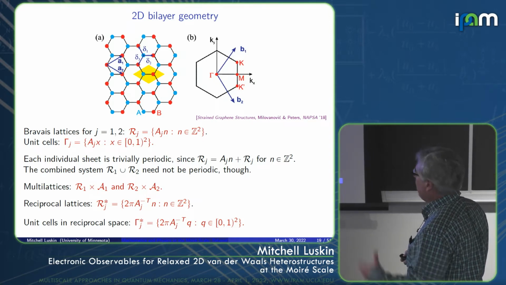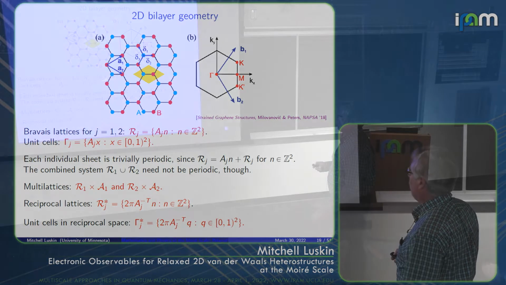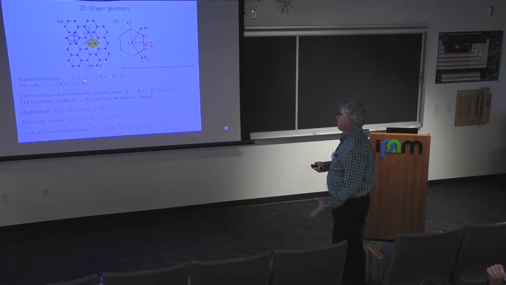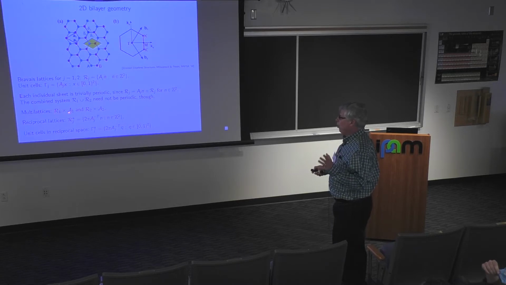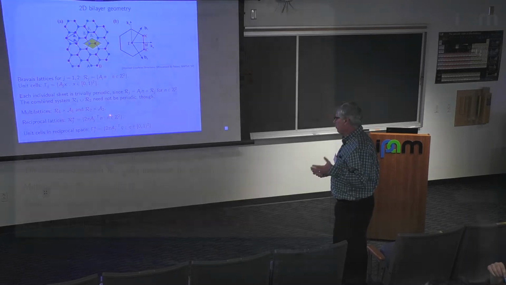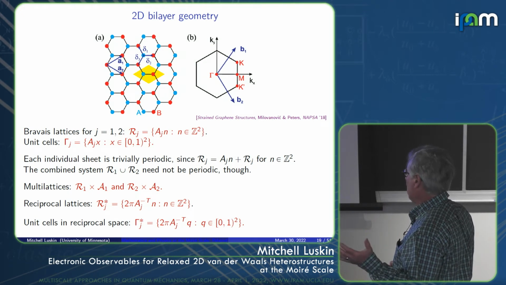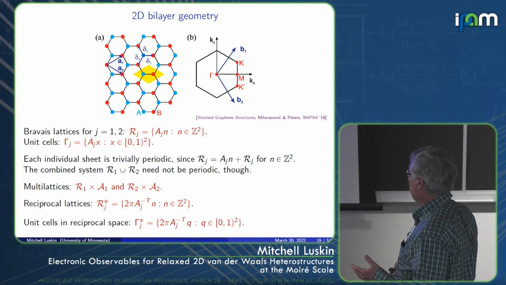So we denote lattices just by A_n, which is just an invertible 2x2 matrix. Here's the jth lattice, the jth unit cell. Each layer is periodic, of course. It's just a lattice, but the combined system need not be periodic. And then we can define multilattices just by attaching to each lattice point a set of orbitals, A1 here for layer 1, A2 for layer 2. We can define reciprocal lattices and then the unit cell in reciprocal space.